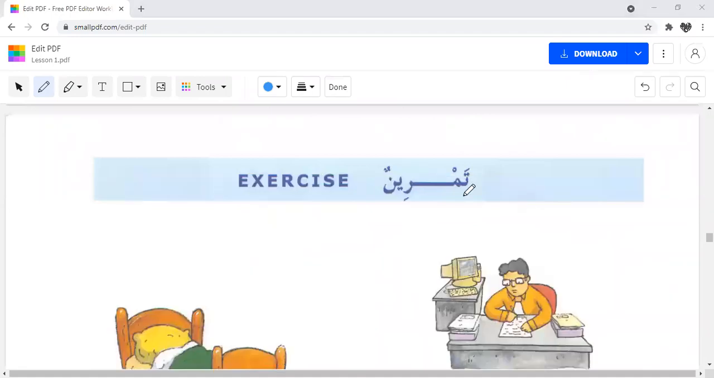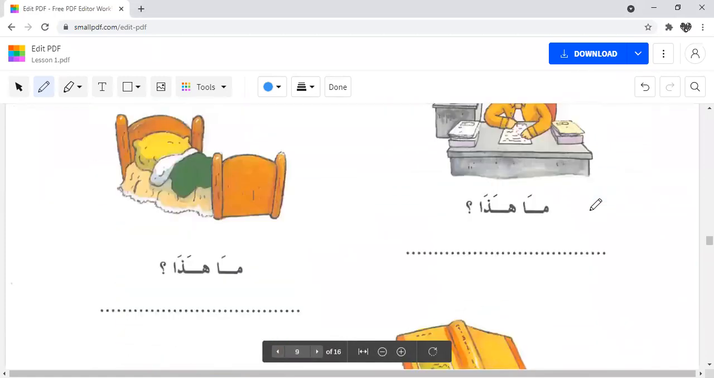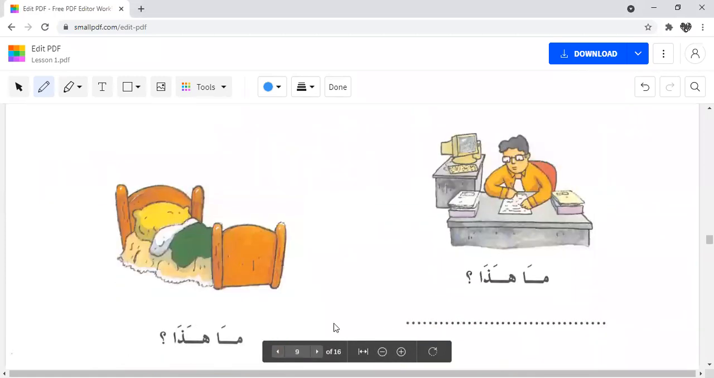Now we're here at the exercises, okay, the tamreen. So who do we have next here? Aisha Sheikh.